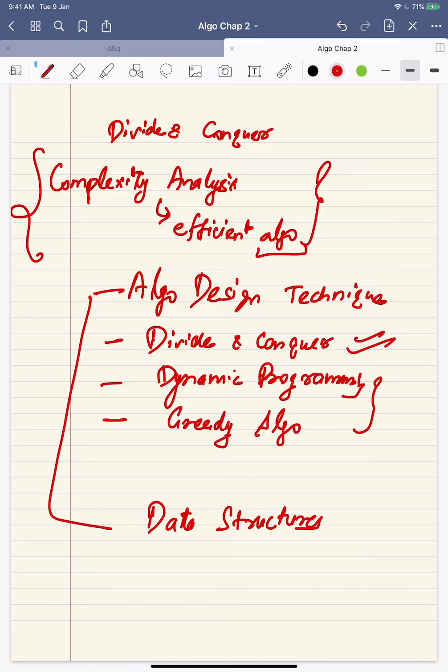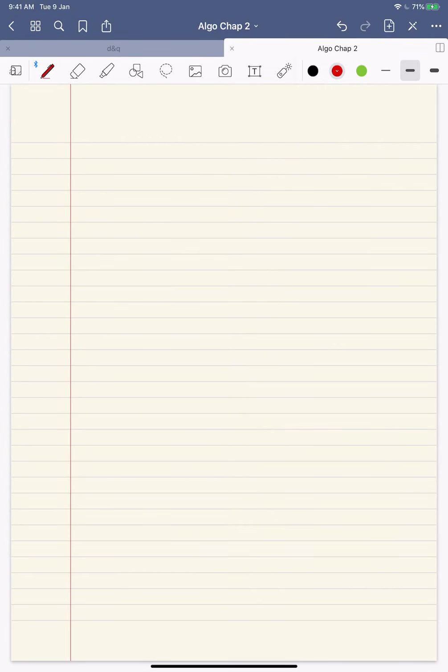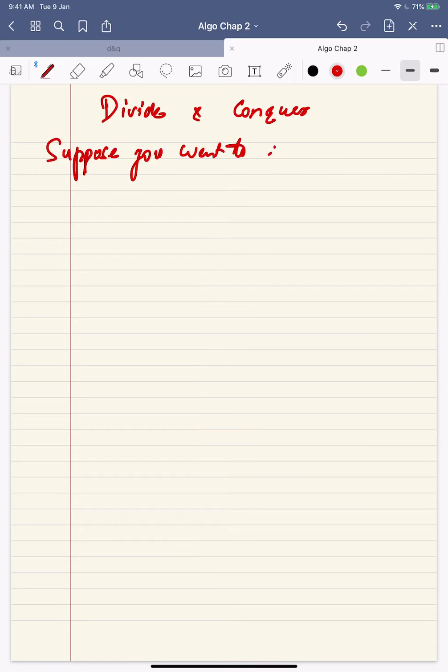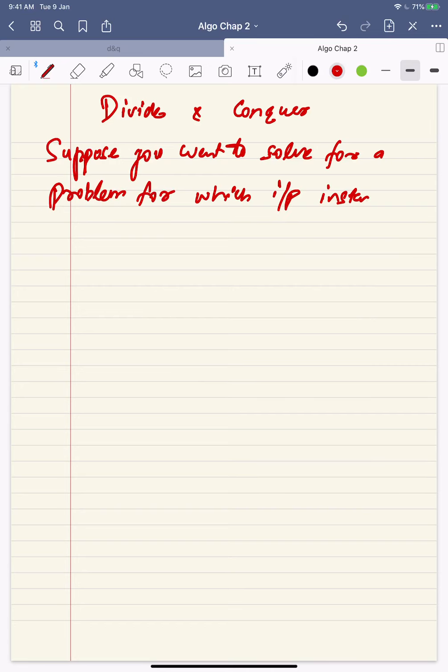So what is the basic framework of divide and conquer? The name says a lot: divide and conquer. So what do we do here? Suppose you want to solve a problem for which an input instance of size n is given to you.